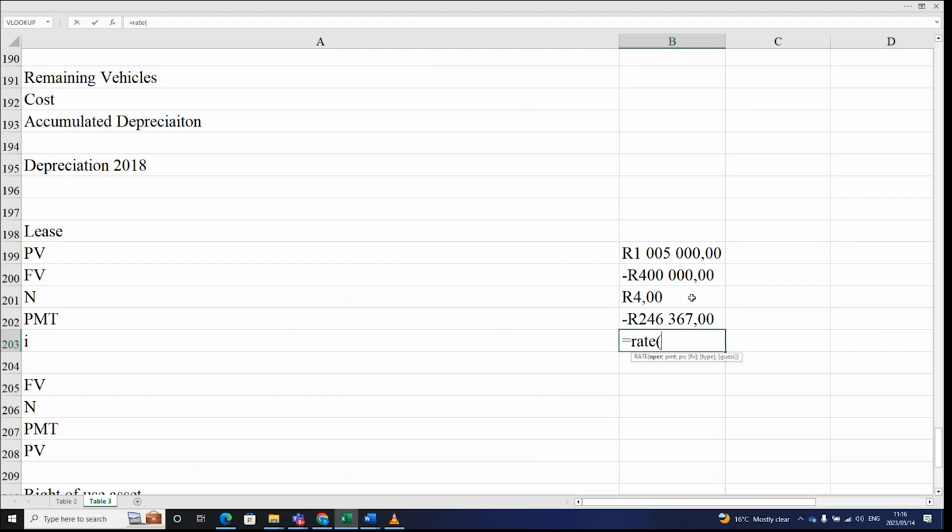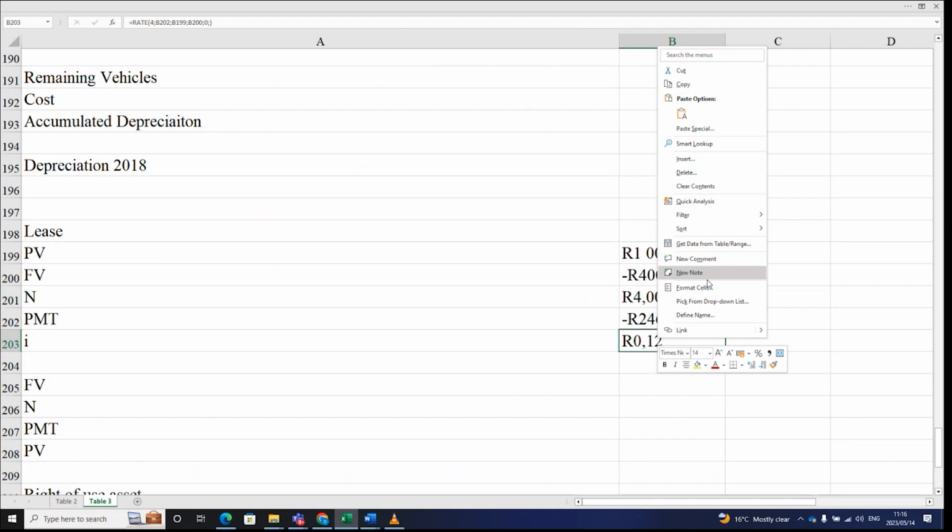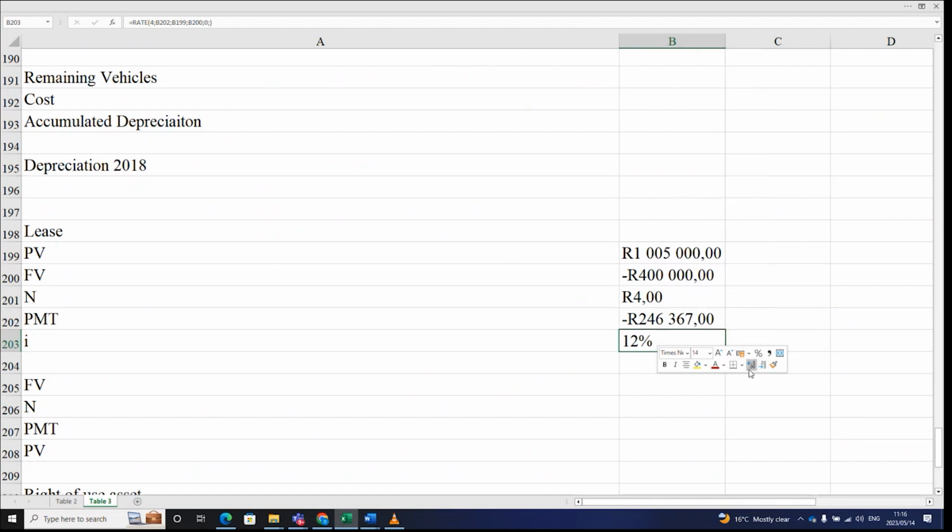Okay, then it wants the period, which is 4. Okay, then the payment, then the present value, then the future value, beginning of the period. Okay, this should be in percent, right? Okay, so it's 12%. Okay, but in the solution, they got it to 1 decimal place.